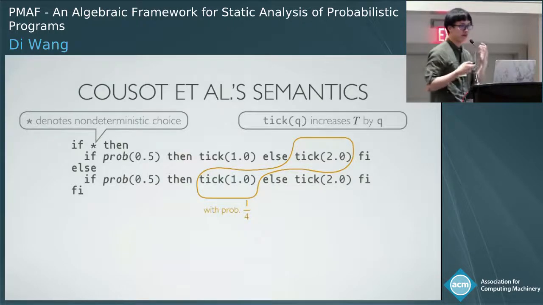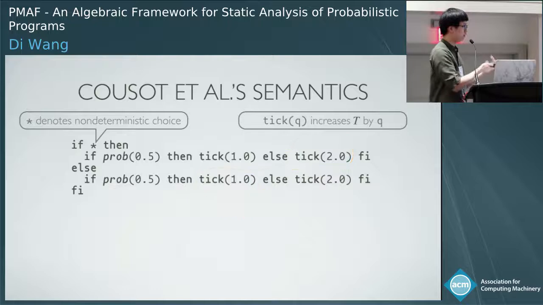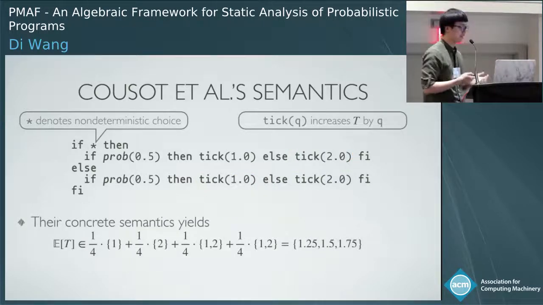And then if we collect all such resolutions, we'll conclude that their semantics will yield that the expected value of t, which stands for the number of ticks, will be in the set {1.25, 1.5, 1.75}.